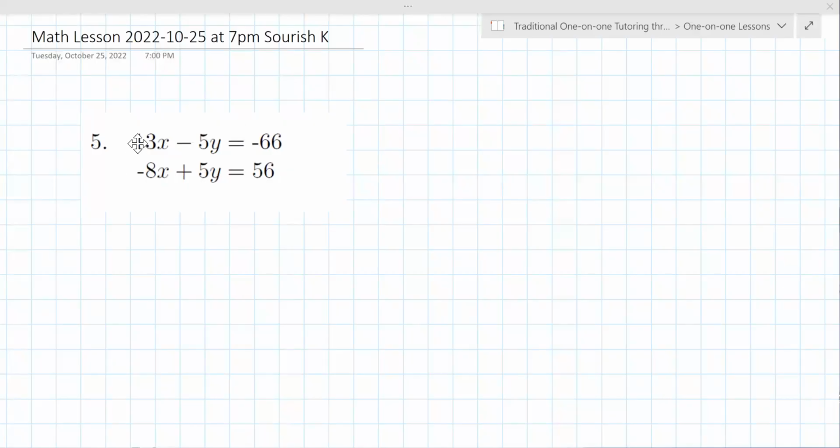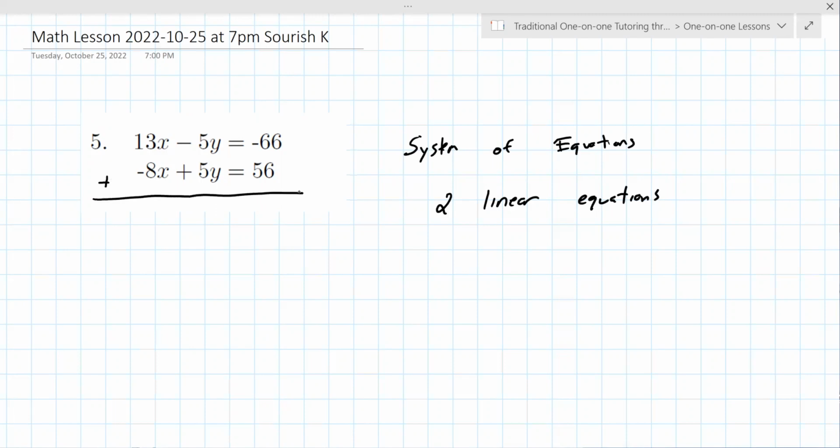Here we go. If you're seeing my screen, you see a system of equations. When I say system of equations, I'm referring to two linear equations. Maybe you even saw something like that today in your test. The first thing we can do is add these equations together vertically.